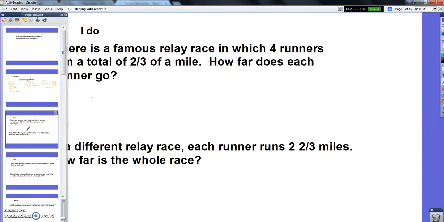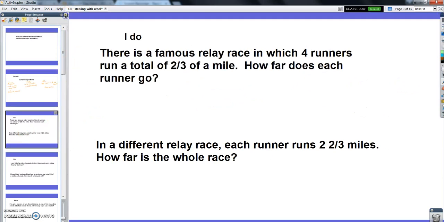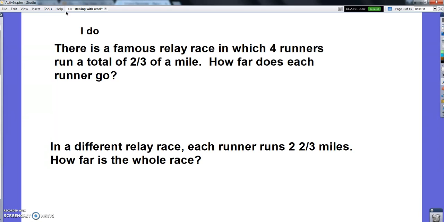So let's do some problems that are going to have a fraction and a whole number in them together. And let me talk through how those work. So let's start with this one. There's a famous relay race in which 4 runners run a total of 2/3 of a mile. How far does each runner go? 4 runners run a total of 2/3 of a mile.